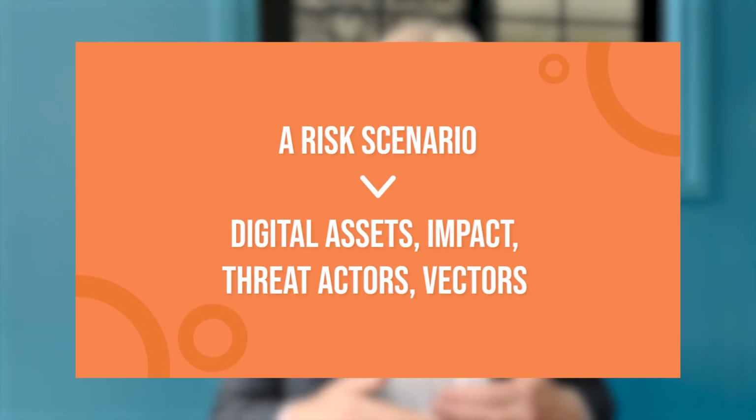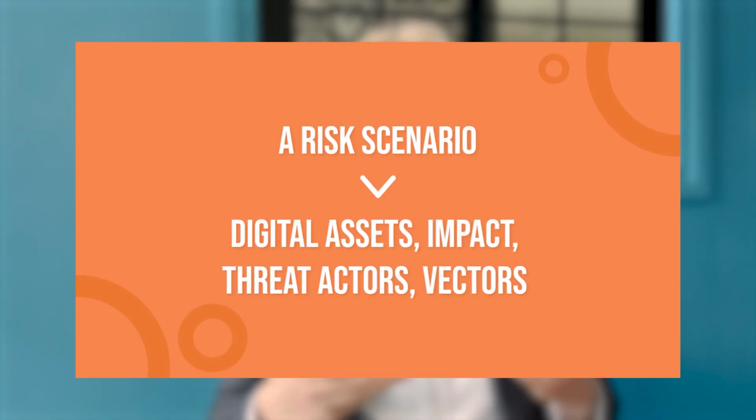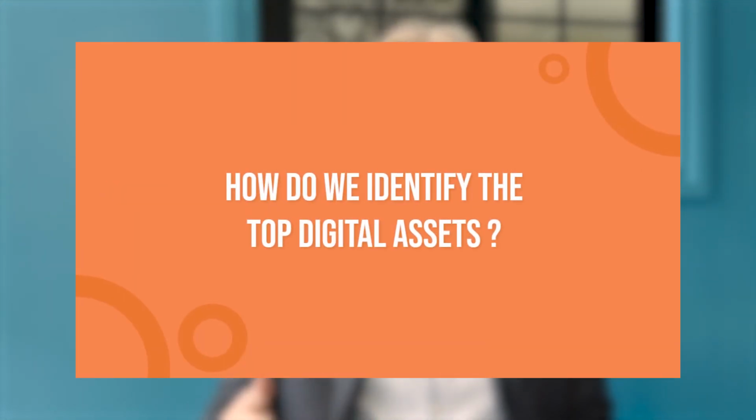In the previous video we spoke about a risk scenario containing digital assets, impact, threat actors, and optionally vectors. So how do we pick the most important risk scenarios relative to an organization? Typically we find that in an organization you can break down the top risks into between 3 and 10 risk scenarios overall. You always start with the assets. So the first thing to do is to figure out what your most important digital assets are, very often referred to as your digital crown jewels. Once we have the digital assets, we can then think about the bad things that could happen to them, or the impacts, and then start defining the different threat actors and vectors. So let me talk about how you figure out what your top digital assets are.